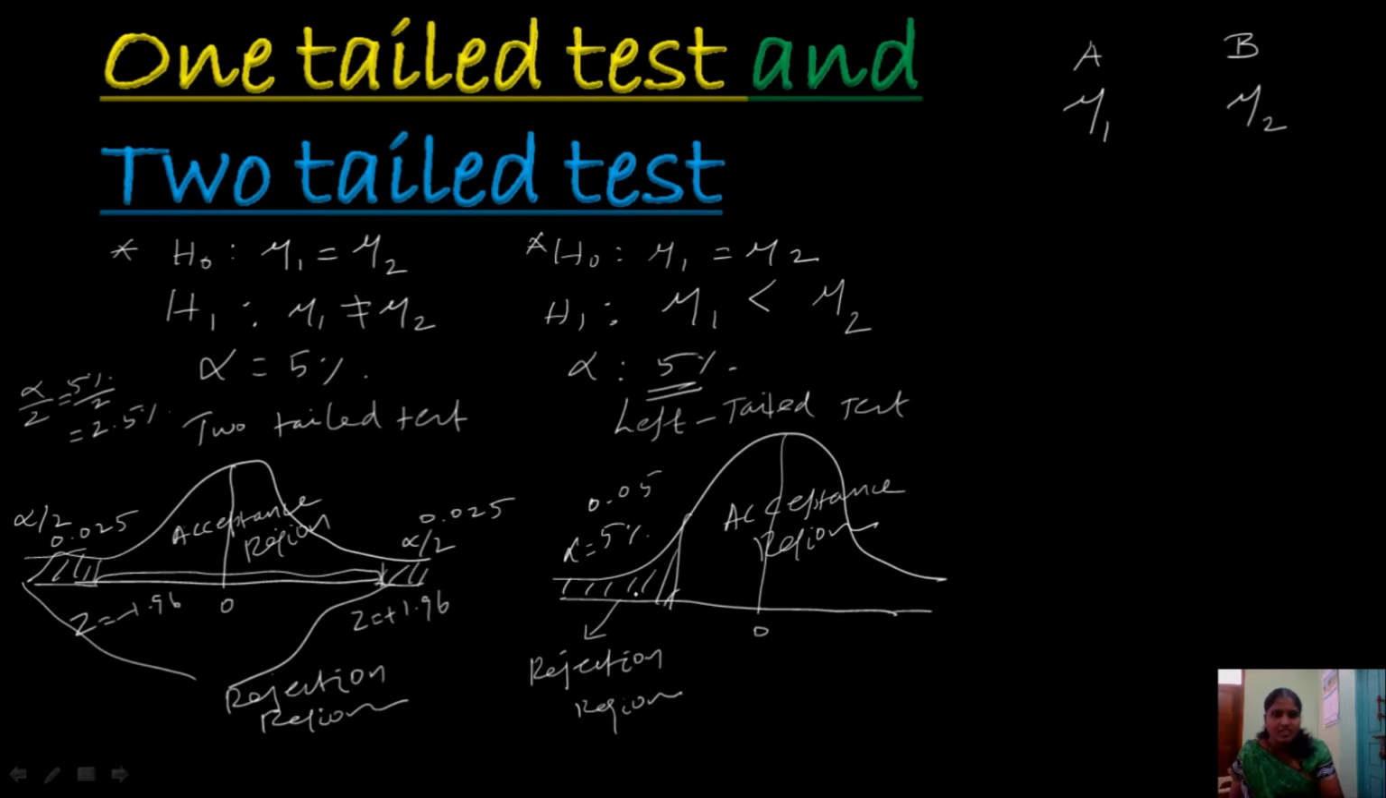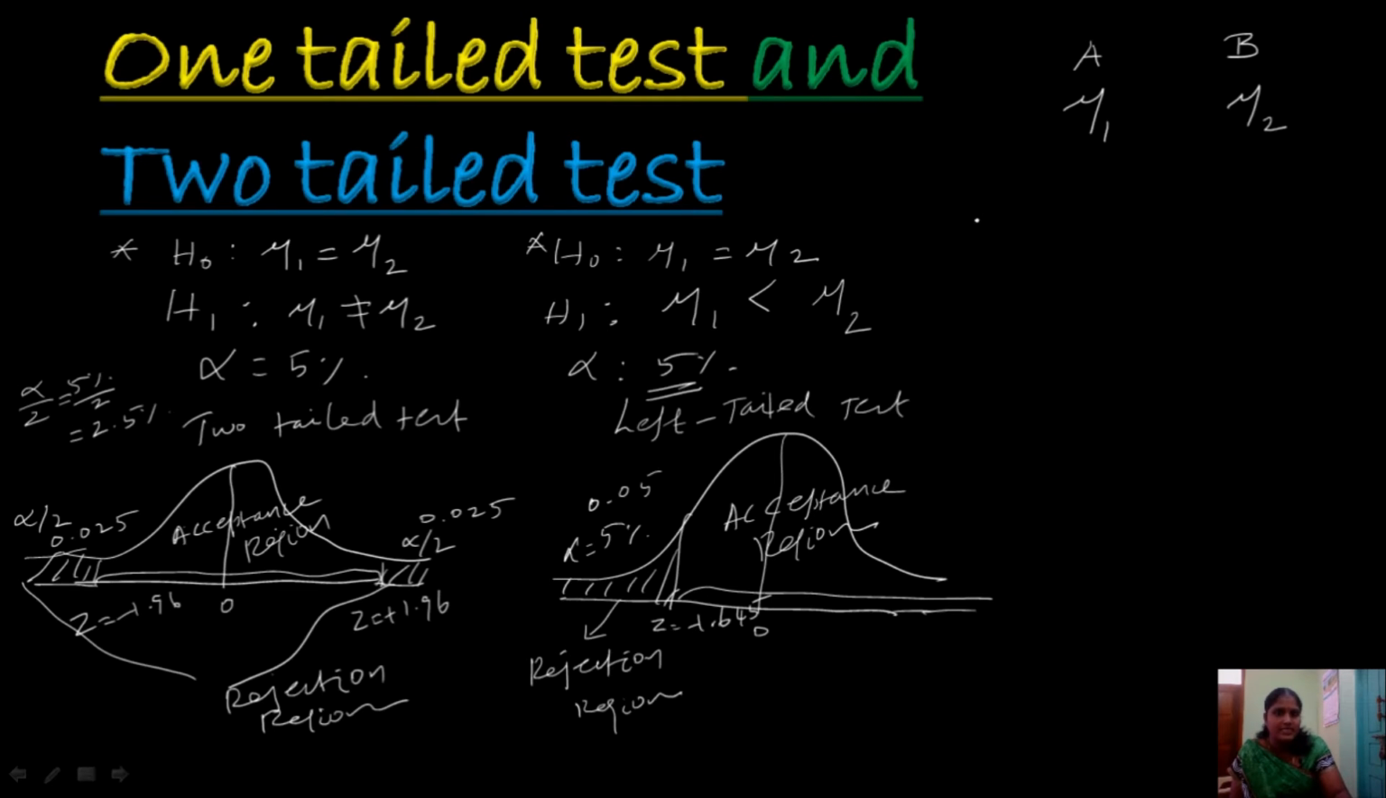The rejection region falls on the left side of the normal curve, so this test is a left tailed test. The value of Z at 5% level of significance for a left tail test is minus 1.645. If my calculated value falls in the acceptance region, I accept, or otherwise I reject the null hypothesis H naught.